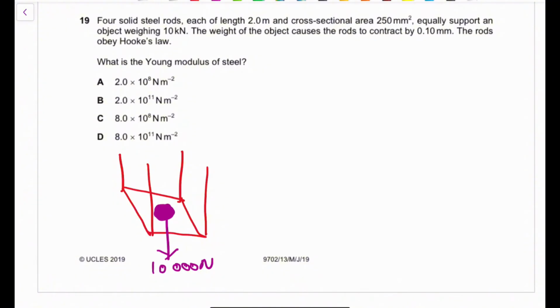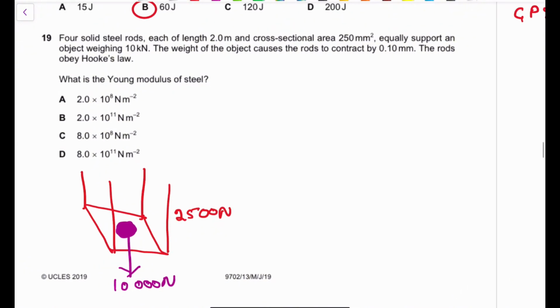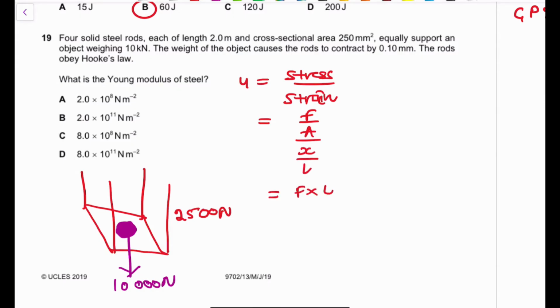But basically, if we have 10,000 and we have 4 rods, one rod is going to get 2,500 newtons, right? So how do we find the Young modulus? We know that the Young modulus is going to be the value of your stress divided by the value of your strain. And you know that stress is force divided by area. Strain is the extension per unit length. So this is going to be your force times your length divided by your area times your extension.